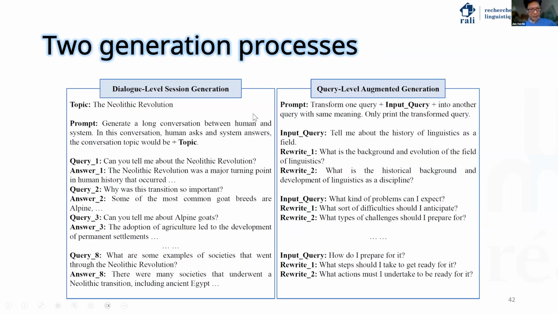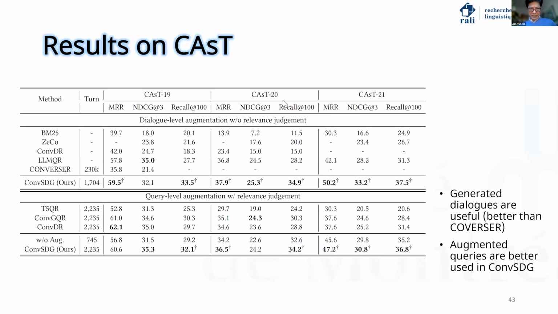And here are two examples of the generation process. So we select the topic, and we ask LLM to generate a complete conversation. So we have the query and then the answer generated as well by LLM and the follow-up queries and so on. And we can also ask LLM to generate additional formulation of the query. So here we have an input query, and we ask LLM to just generate a few alternative formulations of the same query.